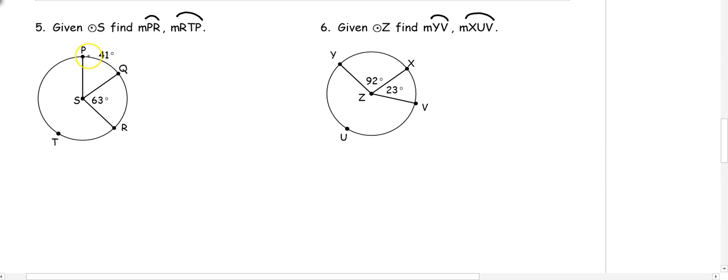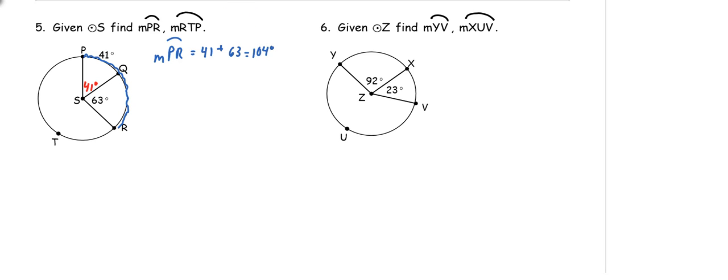So I know that if PQ is 41 degrees, this angle right here is also 41 degrees. And we need to find a couple of our different arcs. So the first arc we need to find is PQ or PR. So PR goes from here to here. It's intersecting both of those arcs. So the measure of PR is going to equal 41 plus 63 degrees, which will get us 104 degrees.